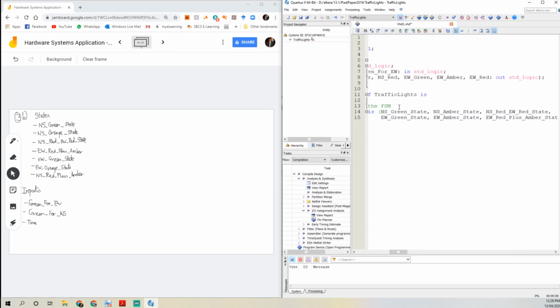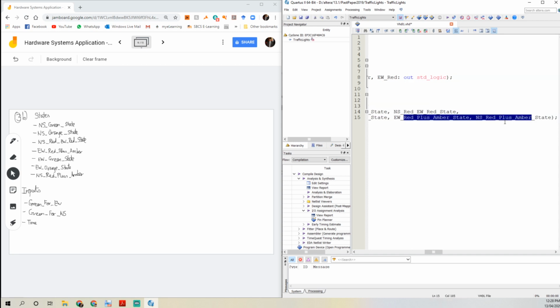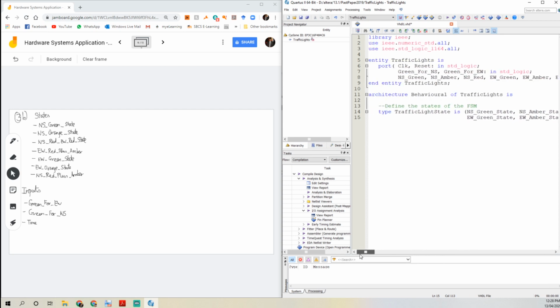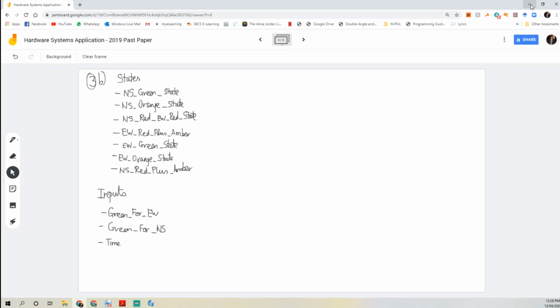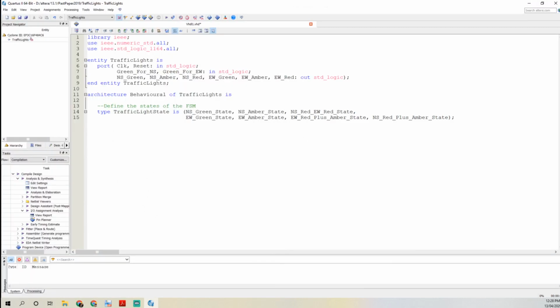My north-south green, north-south orange or amber, north-south red plus east-west red. I have east-west red plus amber, east-west green, east-west amber, and north-south red plus amber. All right, so that seems just about right. Okay.